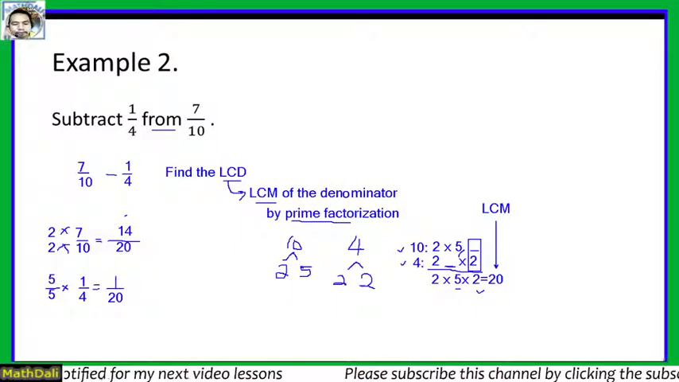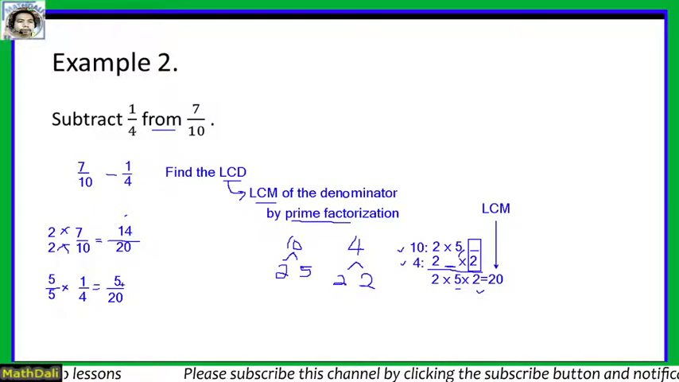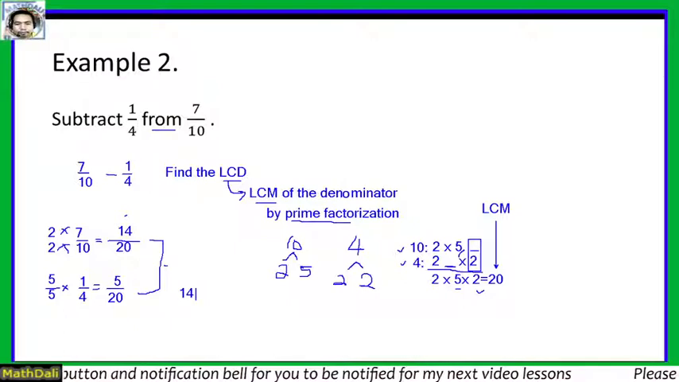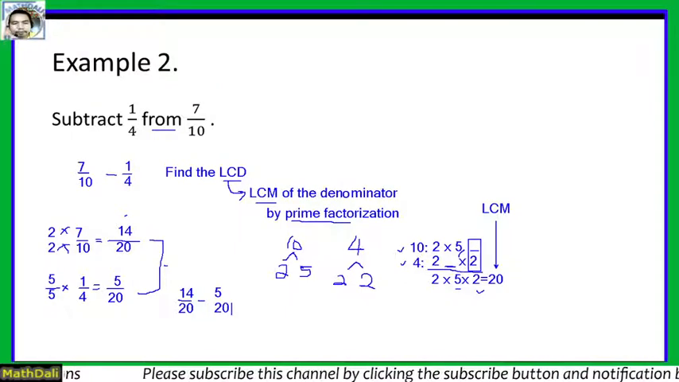Lalagay natin dito. Sagot. Okay, then, pwede na natin i-subtract tong dalawang fraction na to kasi equivalent naman na, similar na yung ating denominator. So, we have now 14 over 20 minus 5 over 20.